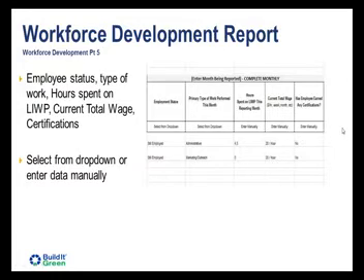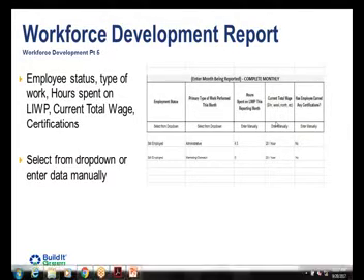Last section in this same tab of the Workforce Development Report is where you'll enter the employee status, the type of work, hours spent on LIWP, current total wage, and certifications. And this is what you'll see when you scroll all the way right within the template. And same as before, you'll either click a cell and there'll be a drop-down selection to choose from, or you'll enter the data manually.